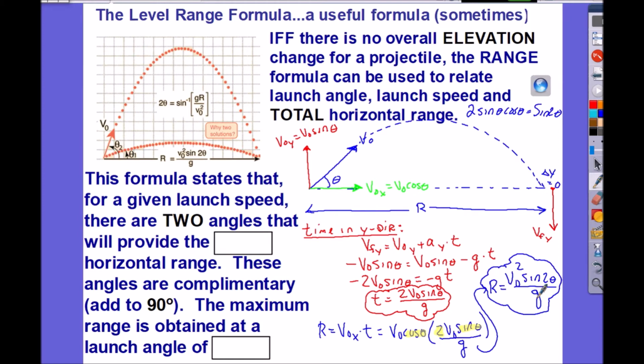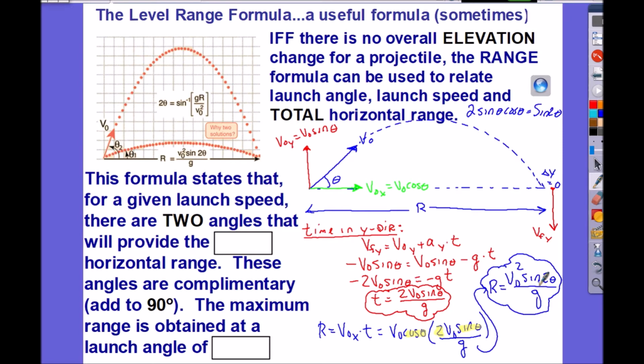We do have to be careful here. This is not a resolved velocity. V naught is not V naught x, it's not V naught y. It is the original velocity squared, multiplied by the sine of twice the angle. If the soccer ball is kicked at a 20-degree angle, this would be the sine of 40 degrees. We have to be careful with that. That's some of the details of that equation.